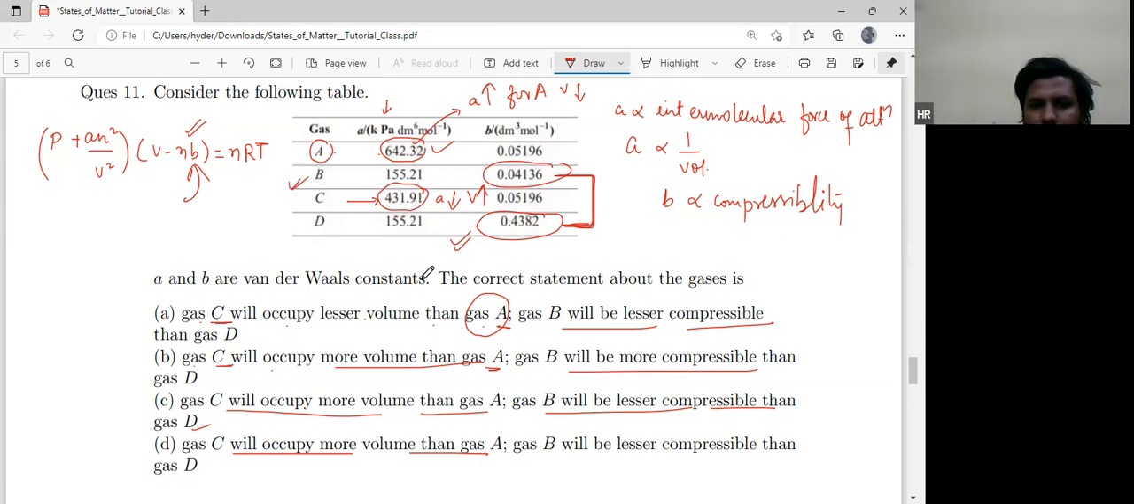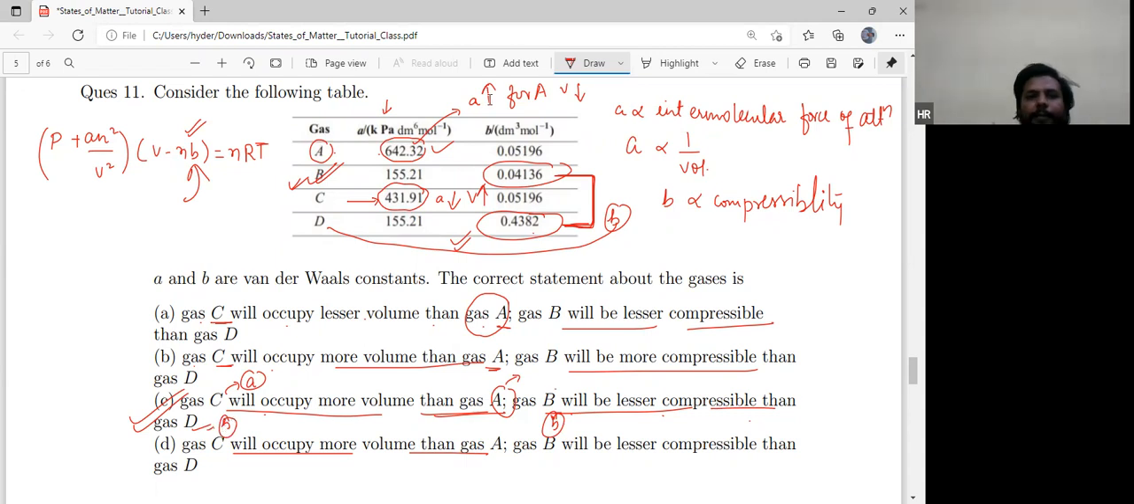Is that clear? Yes, sir. B will be lesser compressible than D because the value of B for D is greater than B. Is that clear? Yes, sir. So option C is right because C will occupy more volume than A, because the value of A for C is lesser than the value of A for A. And B will be lesser compressible because the value of B for B is lesser than the value of B for D. Write it, please.